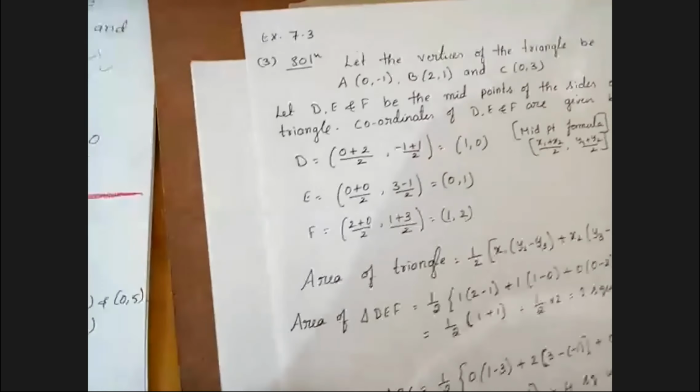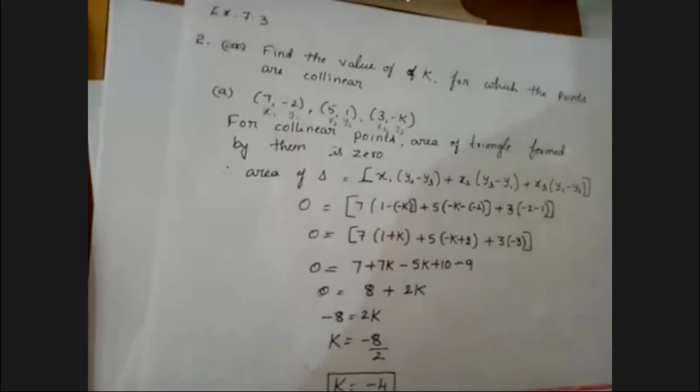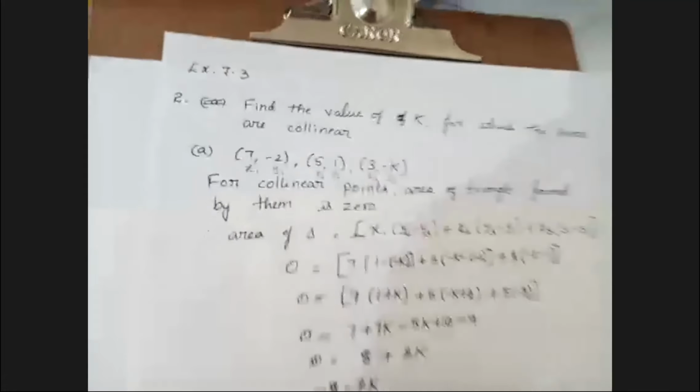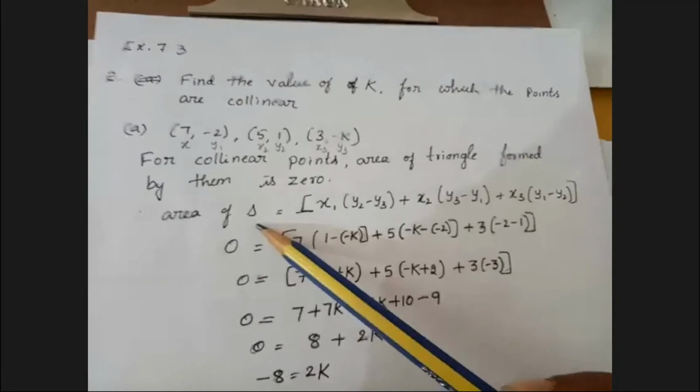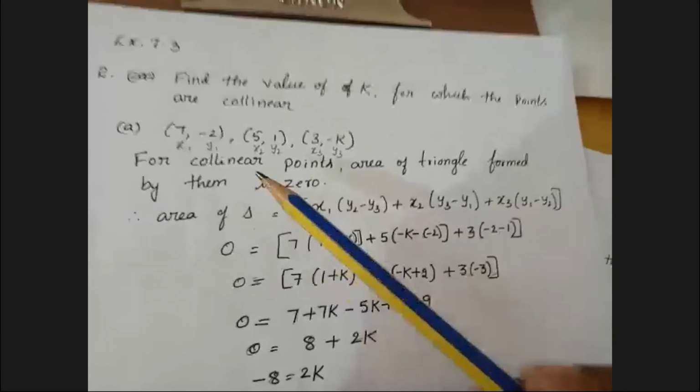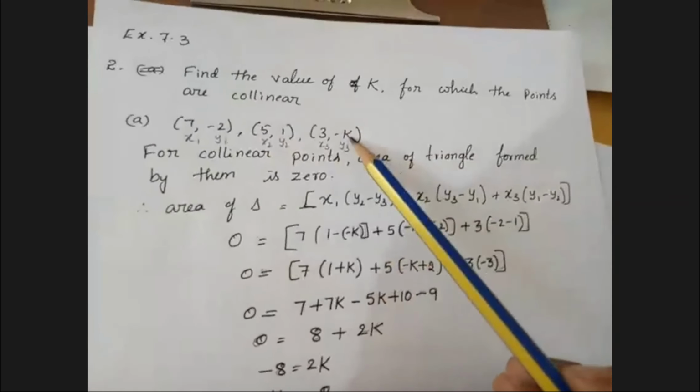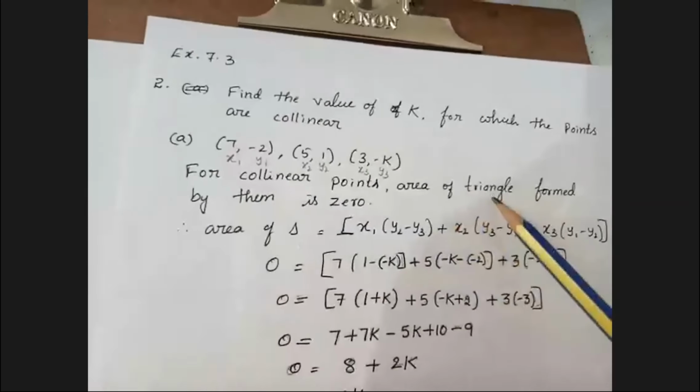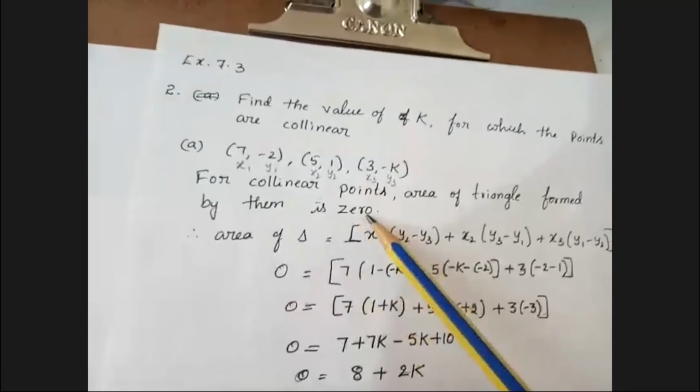So shall we solve one sum based on this? Exercise 7.3, second question. Find the value of k for which the points are collinear. Whenever they say the points are collinear, we need to make the area 0. Here they gave the vertices A, B, and C. For collinear points, the area of the triangle formed by them is 0. Am I clear?